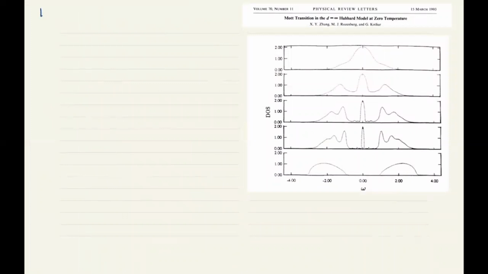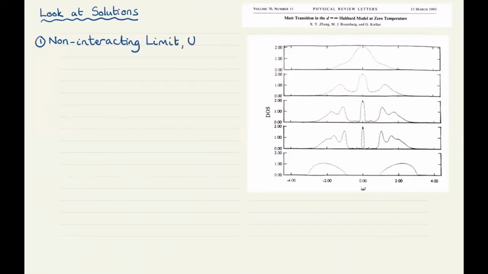Okay, so let's look at the solutions of the Hubbard Hamiltonian in various limits. So the first limit I want to look at is the non-interacting limit where U is equal to 0. And in this limit, of course, we regain the linear combination of atomic orbitals theory, and we can write down an exact solution.